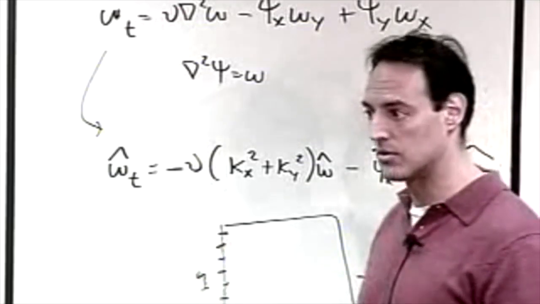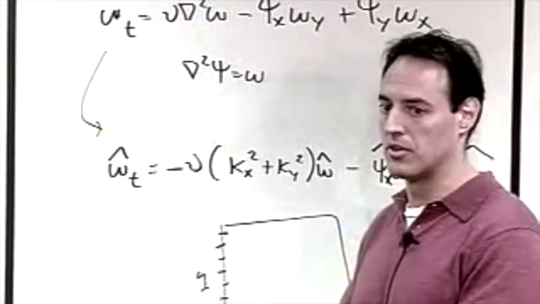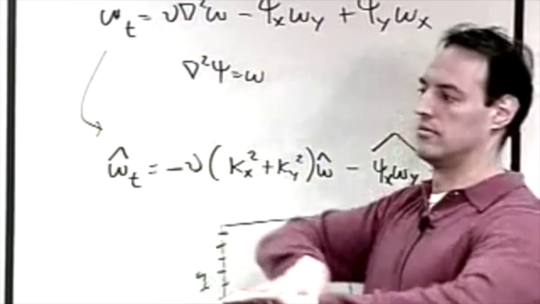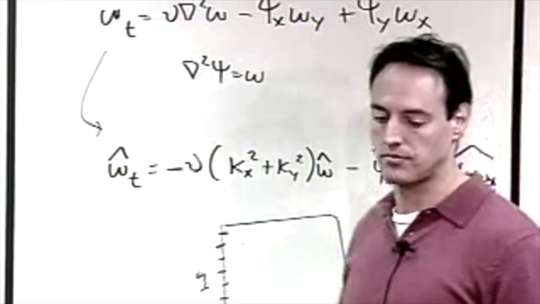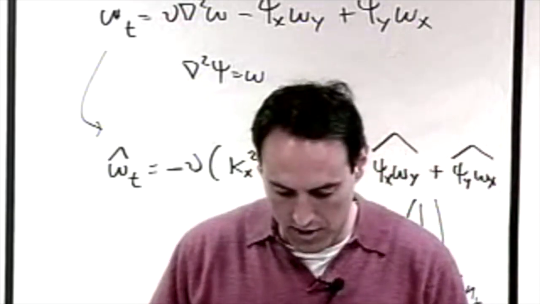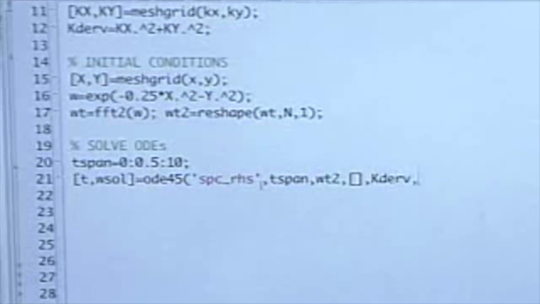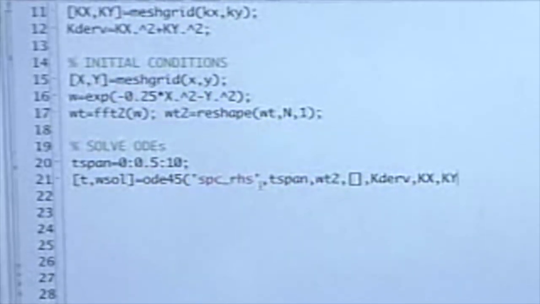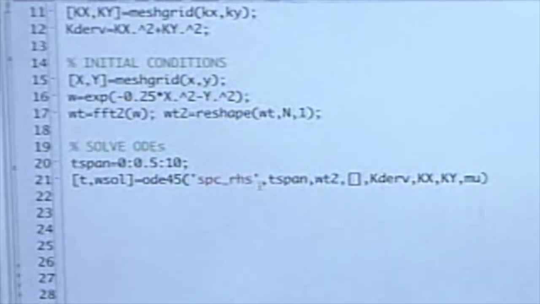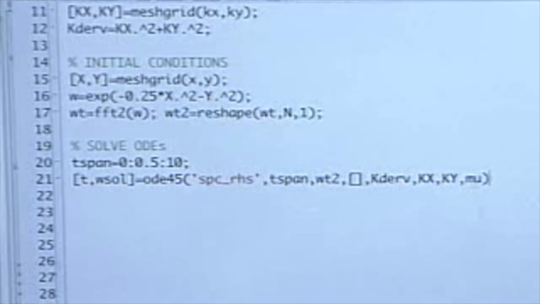And then when I come out, that's when I have to begin the process of extracting things out. So I need to send in here k-derv, kx, ky, and mu. Let me see. Do we send those out? Yeah, nu. Not mu. Nu.